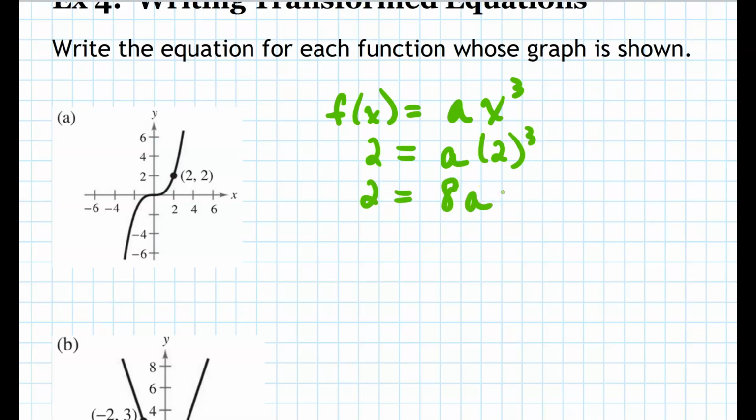Can we solve for a? What is a equal to? A is equal to 1/4. And now I'm just going to plug that back in. The equation of this graph is f of x is equal to 1 over 4 x cubed.